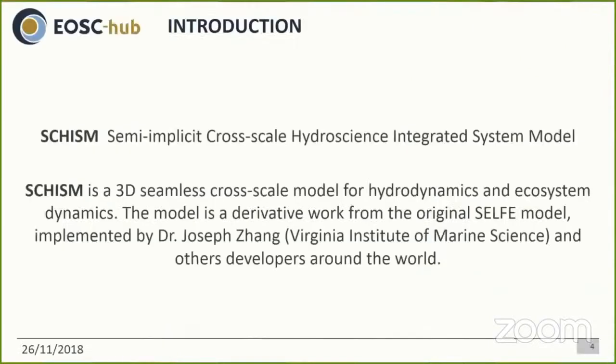Introduction. SCHISM stands for Semi-Implicit Cross-Scale Hydroscience Integrated System Model. SCHISM is a 3D seamless cross-scale model for hydrodynamics and ecosystem dynamics. It is a derivative of the original SELFE model implemented by Dr. Zhang from the Virginia Institute of Marine Science and other developers from all around the world.